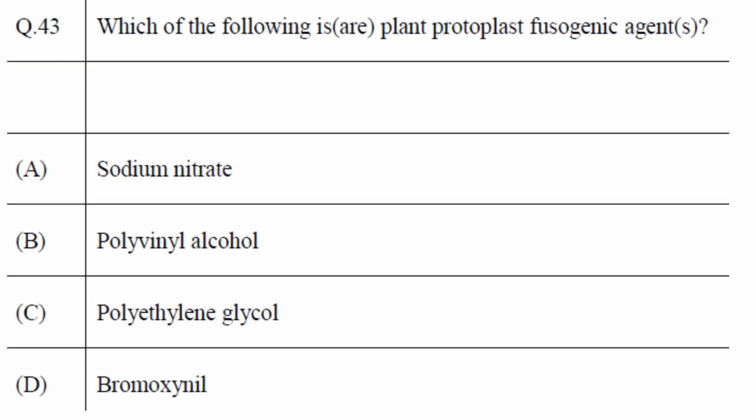Then next one. Which of the following is or are plant protoplast fusogenic agents? Sodium nitrate is, polyvinyl alcohol, yes. Polyethylene glycol, yes. Then bromoxynil, it is a herbicide, not a plant protoplast fusogenic agent. So A, B, C is the answer.